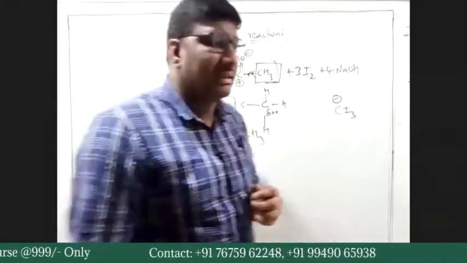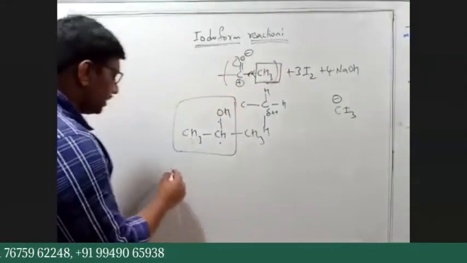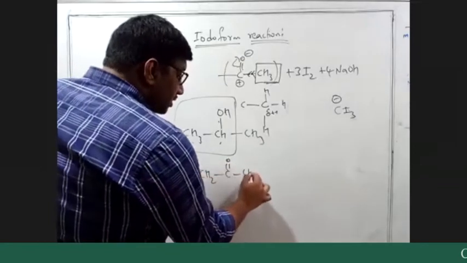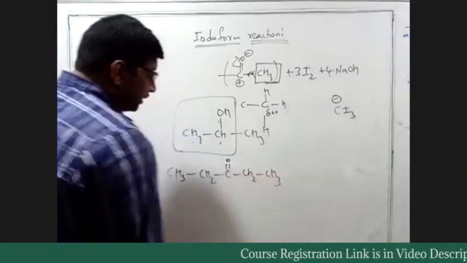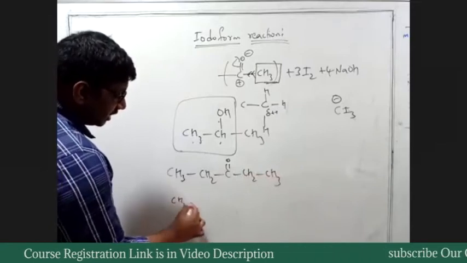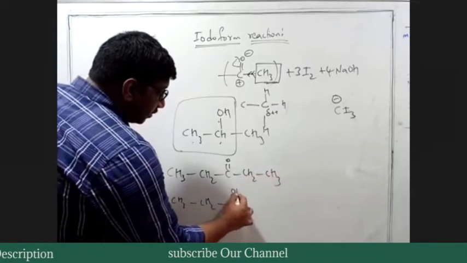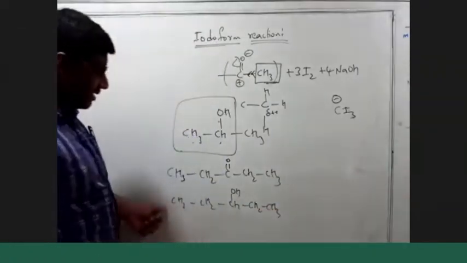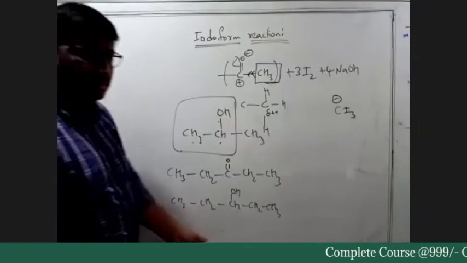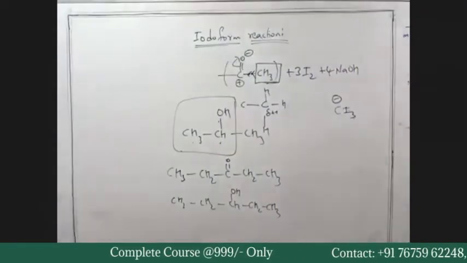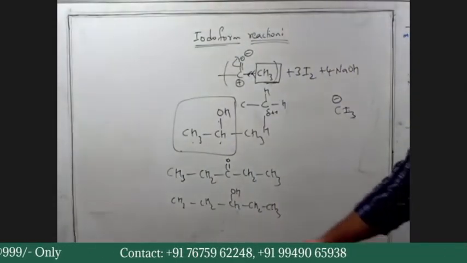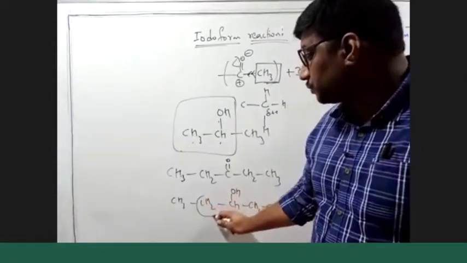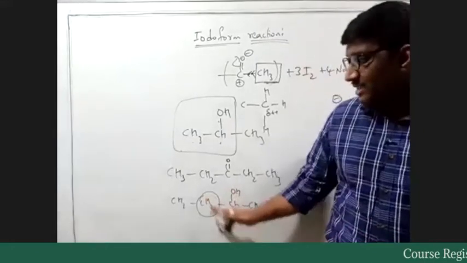I think Aniket has a question regarding the final example: CH3, CH2, C double bond O, CH2, CH3, and CH3, CH2, CHOH, CH2, CH3. I think this was the final example. Yes or no, Aniket? In that example, we have CHOH attached to CH2 and not CH3.